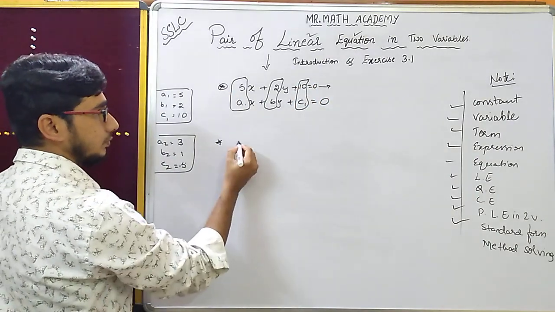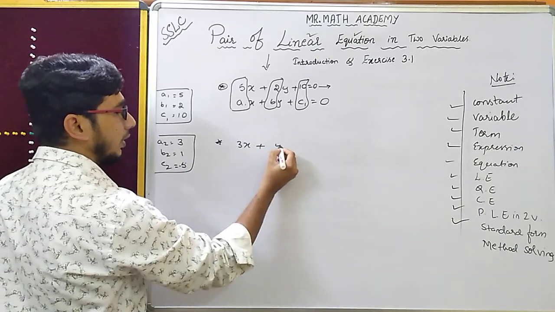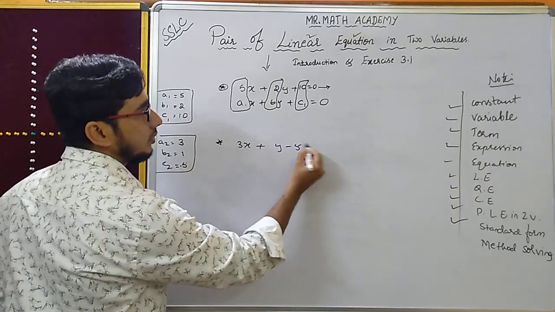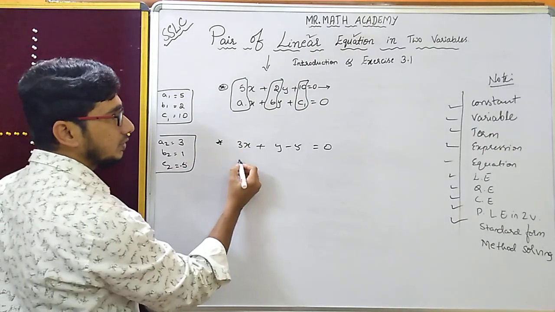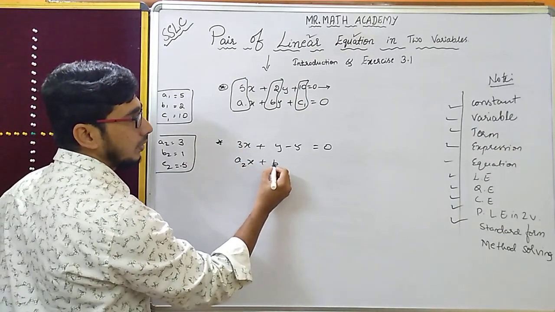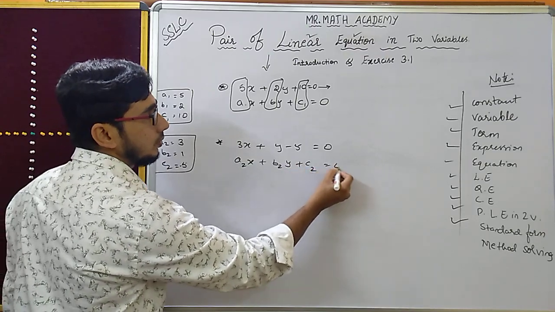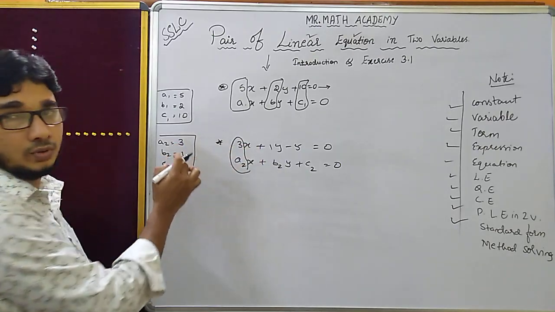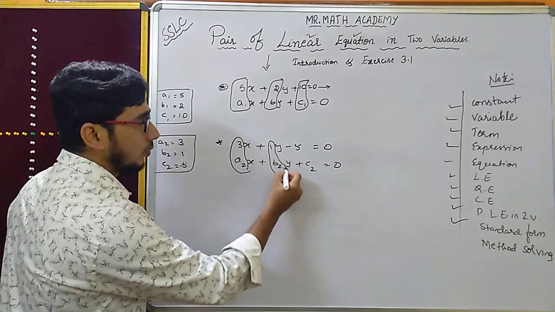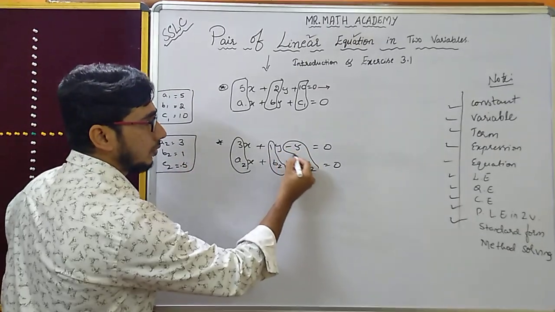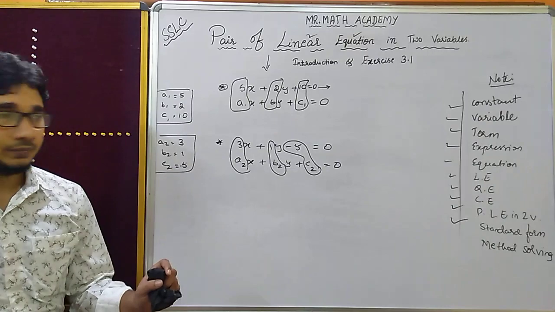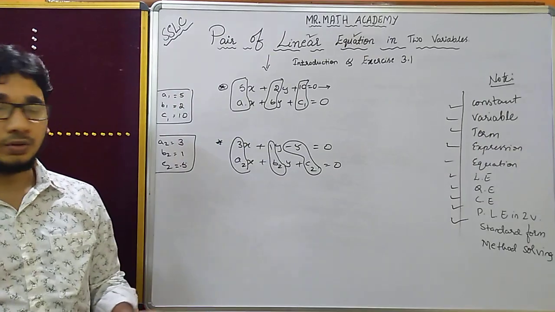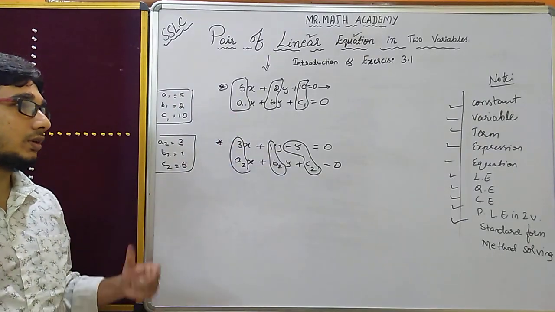Another equation is 3x plus y, sorry, minus 5 is equal to 0, as I wrote in the previous equation. So for this I'll write a2x plus b2y plus c2 is equal to 0. Here where nothing is written, 1 will be there. a2 means 3, which I wrote before. b2 means 1. c2 means minus 5. So this is a pair of linear equations in two variables, and this is the standard form of the equation.